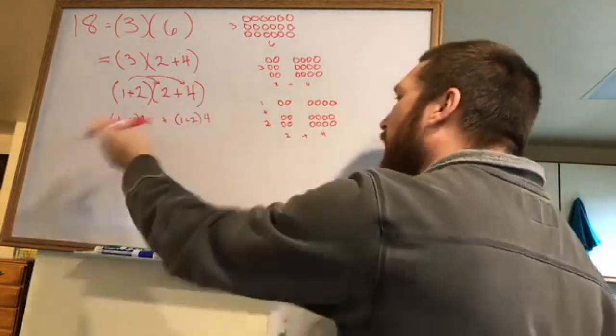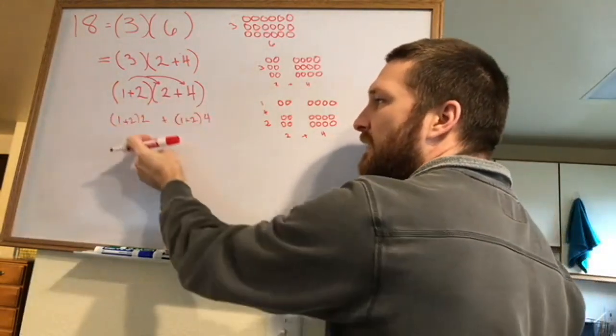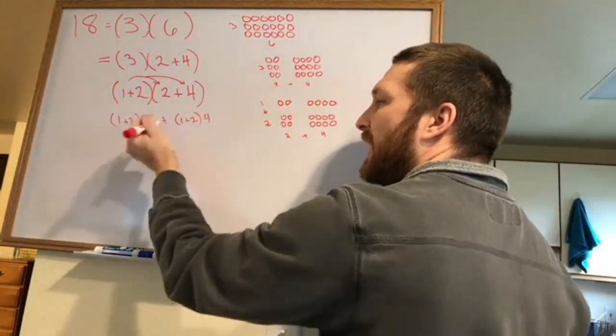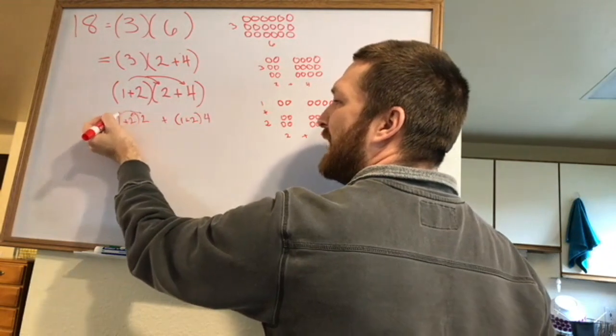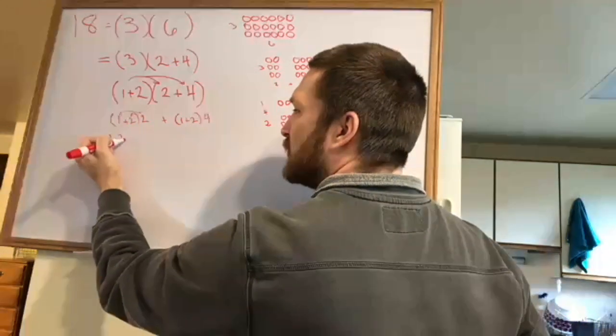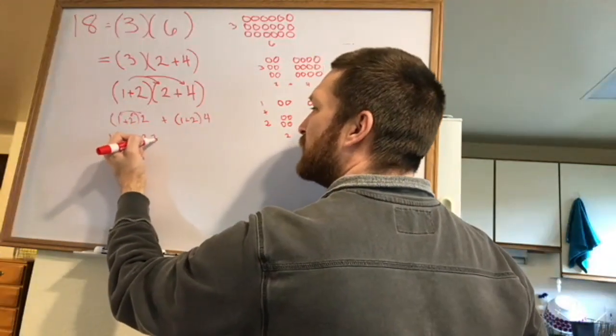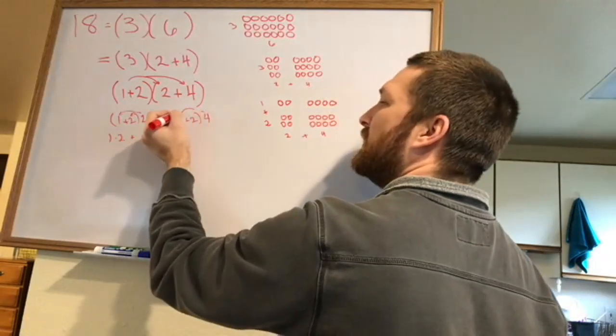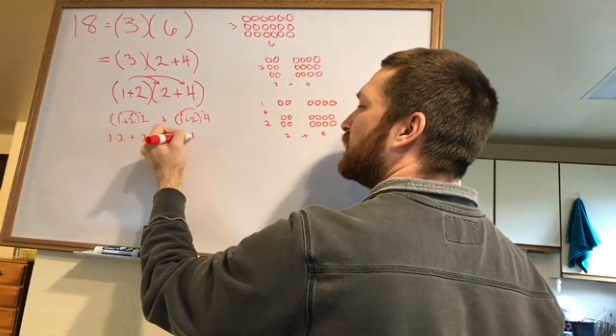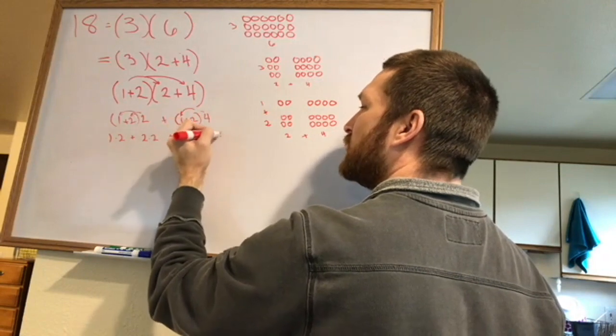But then we see, wait a minute, this is the same principle, right? This is 2 times that. And so I have to distribute him into there. And so I get 1 times 2 plus 2 times 2, plus distribute him into there, 1 times 4 plus 2 times 4.